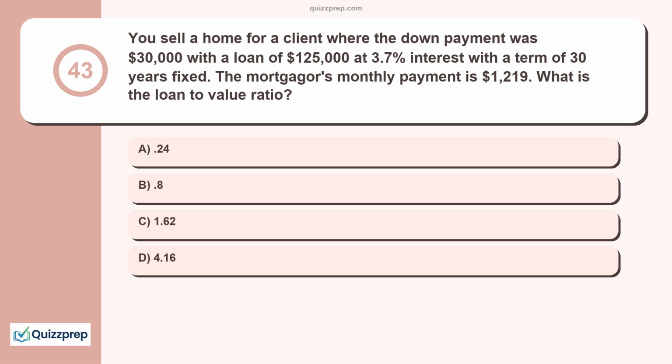Question 43. You sell a home for a client where the down payment was $30,000 with a loan of $125,000 at 3.7% interest with a term of 30 years fixed. The mortgagor's monthly payment is $1,219. What is the loan-to-value ratio? 0.24, 0.8, 1.62, 4.16.